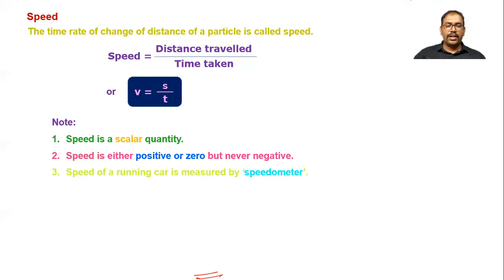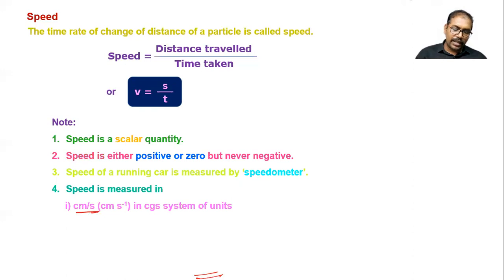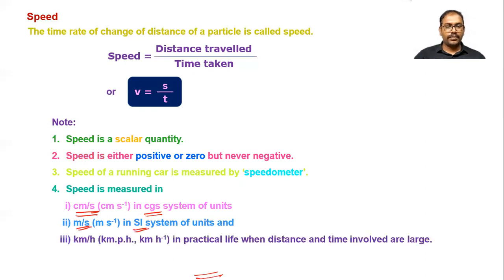Speed of running car is measured by speedometer. Speed is measured in centimeter per second in CGS, and in meter per second in SI system. Kilometer per hour is also a generally used unit in practical life. You can see a speedometer shows a speed in kilometer per hour.